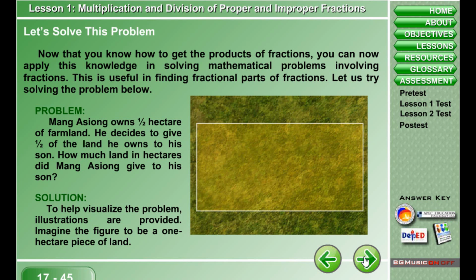Mang Asyong owns half-hectare of farmland. He decides to give half of the land he owns to his sons. How much land in hectares did he give to his son?